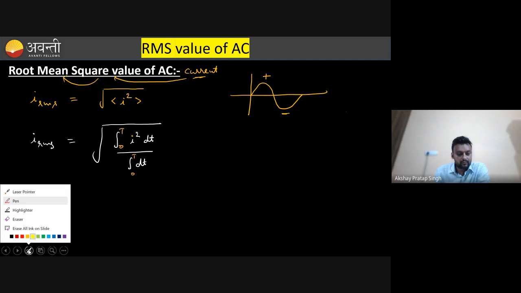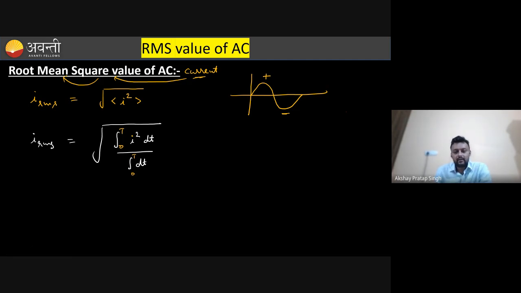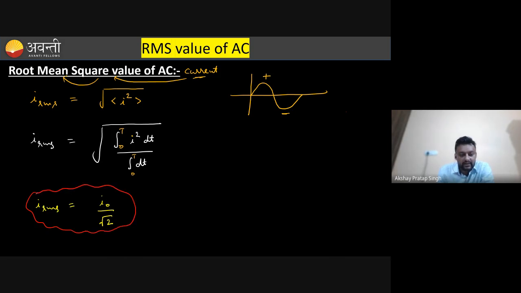Now, look at the values. If you put the value of current here, what ultimate result you will get? IRMS is equal to I naught by root 2. I hope everyone remembers this from your classrooms. What is the RMS value? I naught by root 2. I cannot take the whole class in the integration part. So that's why I'm saying you can remember it easily and you can solve the integration very easily if you put the values of I. What is I? I is equal to I naught sine omega t. Then you will get this result, I naught by root 2.